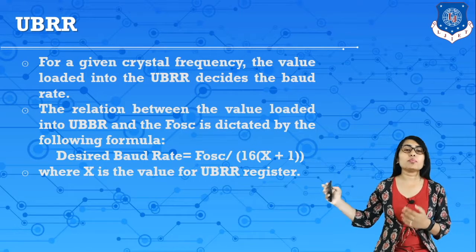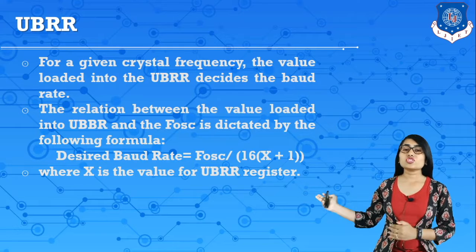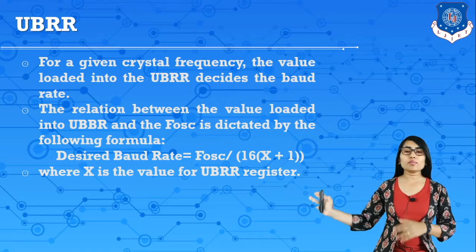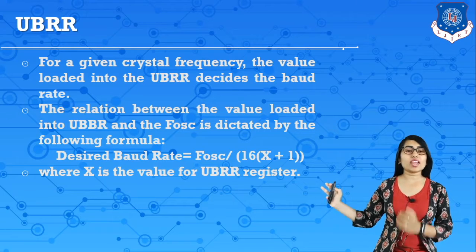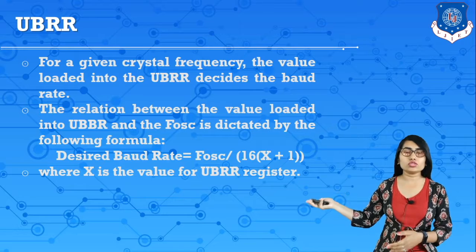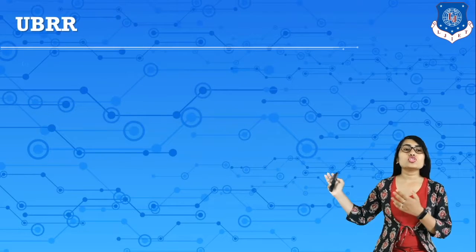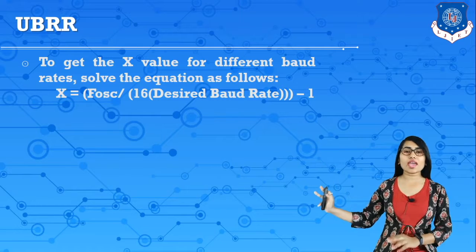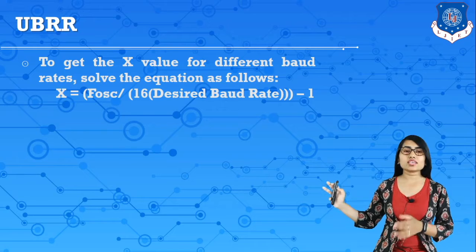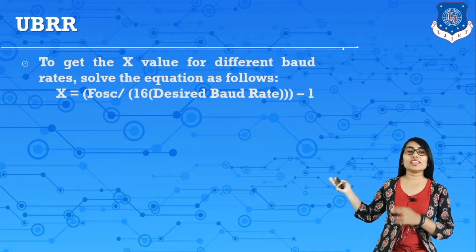The relationship between the value loaded into the UBRR and the FOC is represented here. Desired baud rate is equal to FOC divided by 16 times (x plus 1), where x is the value of the UBRR register. So we can put in the values and find the value of the UBRR register. To get the value of x for a different baud rate, solve the equation like this: x is equal to FOC divided by 16 times desired baud rate, minus 1.